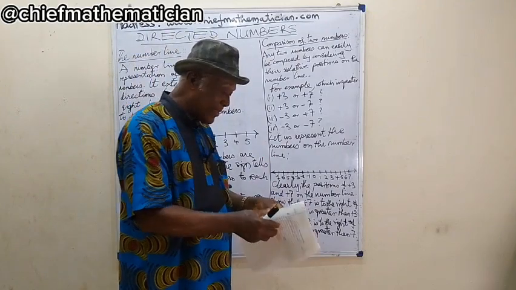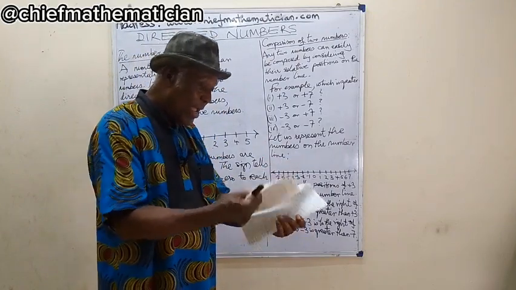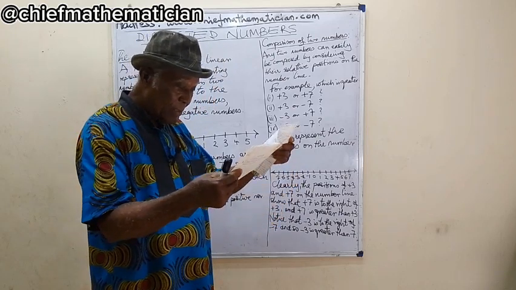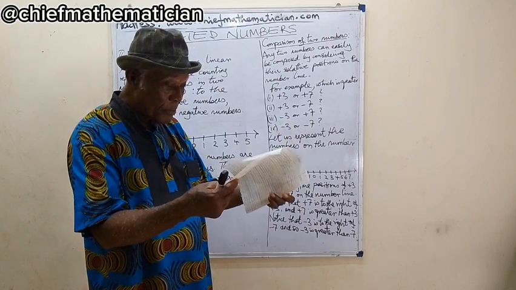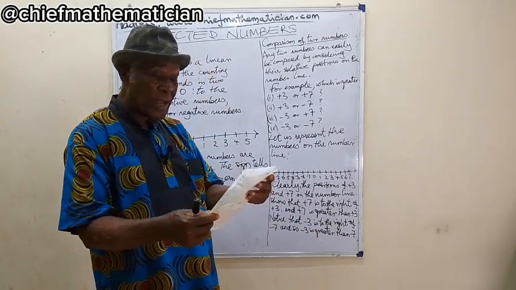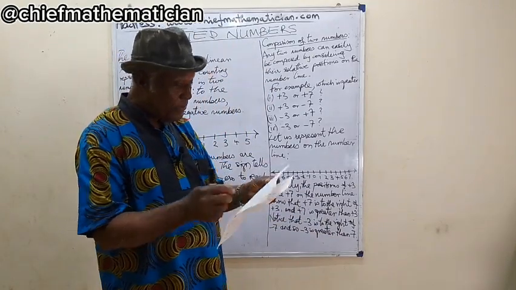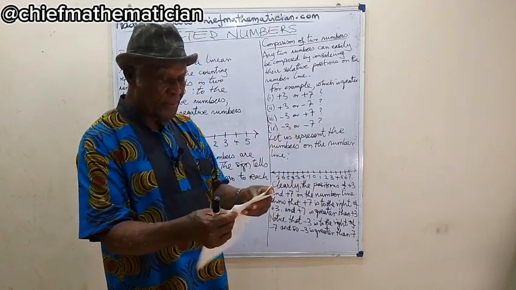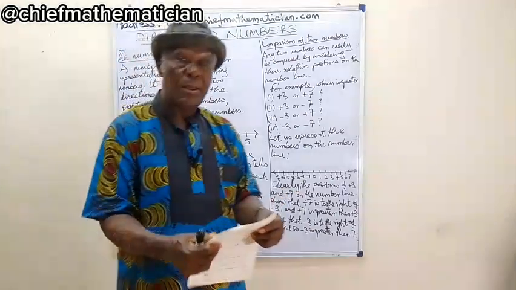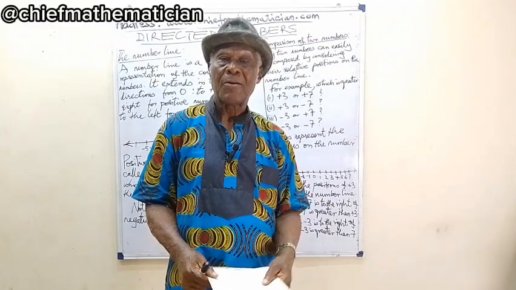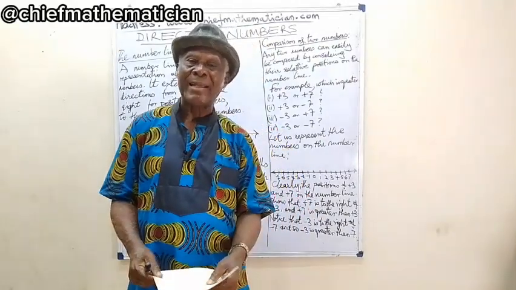And so, I want us to look at addition and subtraction following this number line approach. We are going to look at addition and subtraction following the use of this number line for directed numbers.